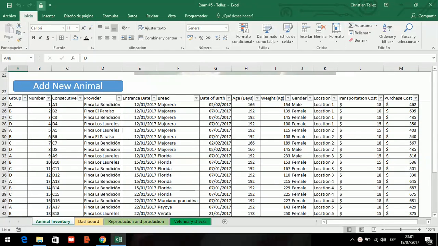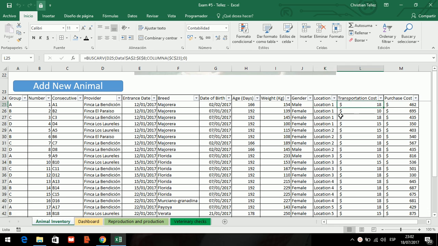My project is an app for a farm. In this case, we can organize the animals we have on the farm by date of entrance, by provider, by breed, date of birth. We have the age calculated here. We have the weight of the animal, the gender, and something called location. We have multiple locations on our farm where we can put our animals.